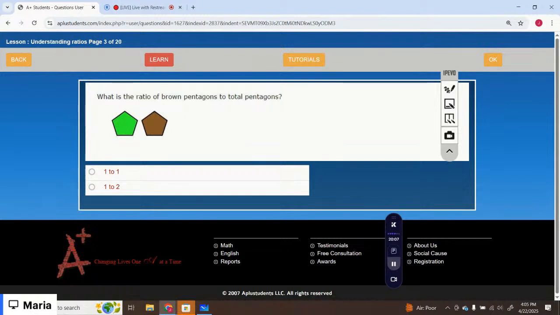What is the ratio of brown pentagons to gold pentagons? Brown pentagons to total pentagons. We have one brown pentagon and two total pentagons. So that is 1 to 2, or 1:2. Option number 2 is the correct option.